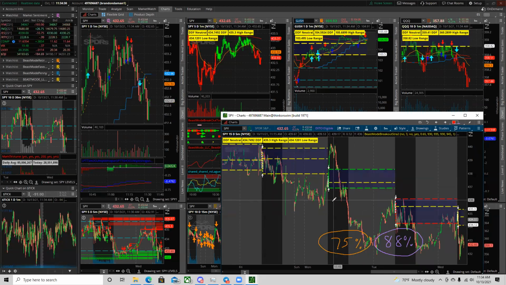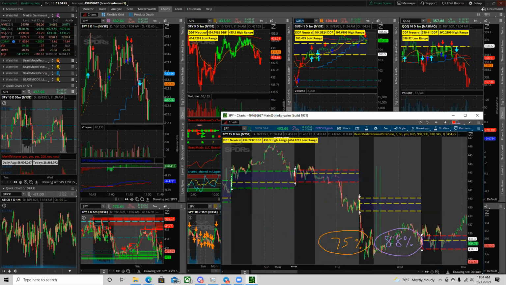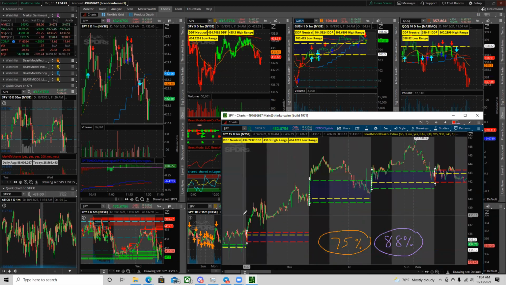But remember, if it breaks to the upside, you've got an 88% probability to hit the halfway point, 75% probability to hit the one-to-one, and you let price action tell you exactly what to do. So let's go back and look at a couple examples, right? And we'll keep a tab.